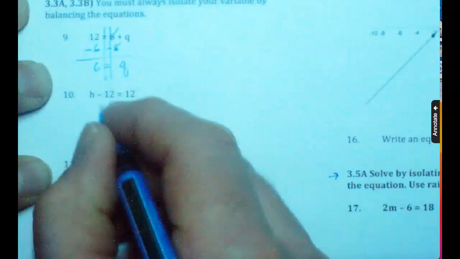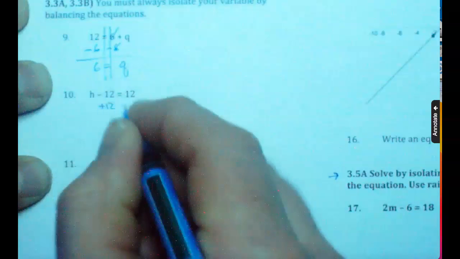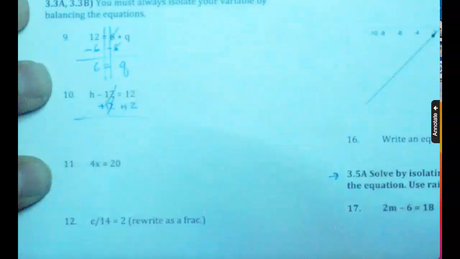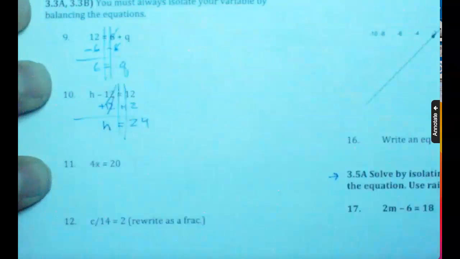So we have h minus 12 equals 12. This is a subtraction equation, so I'll add 12 to both sides. Minus 12 plus 12, they cross off. We've got h left and equals 24. Pop those in.